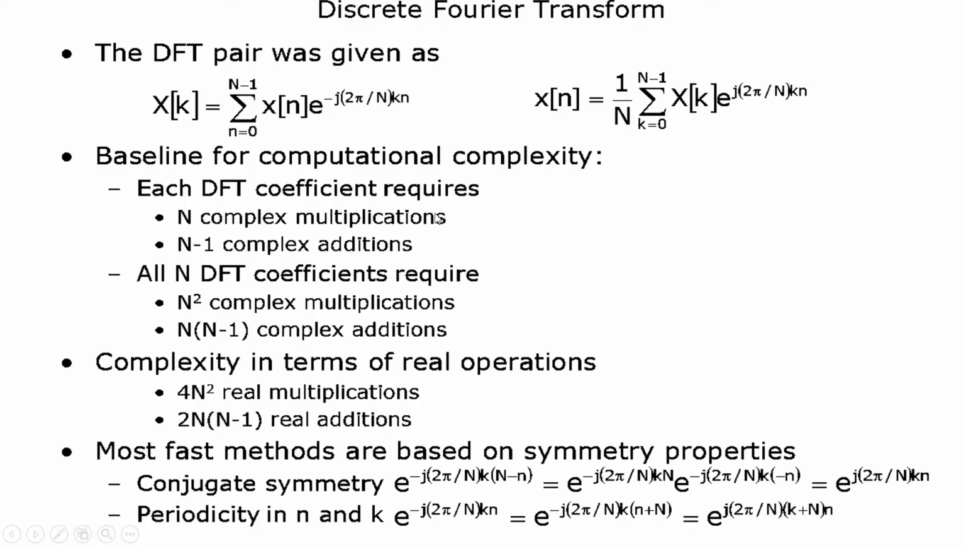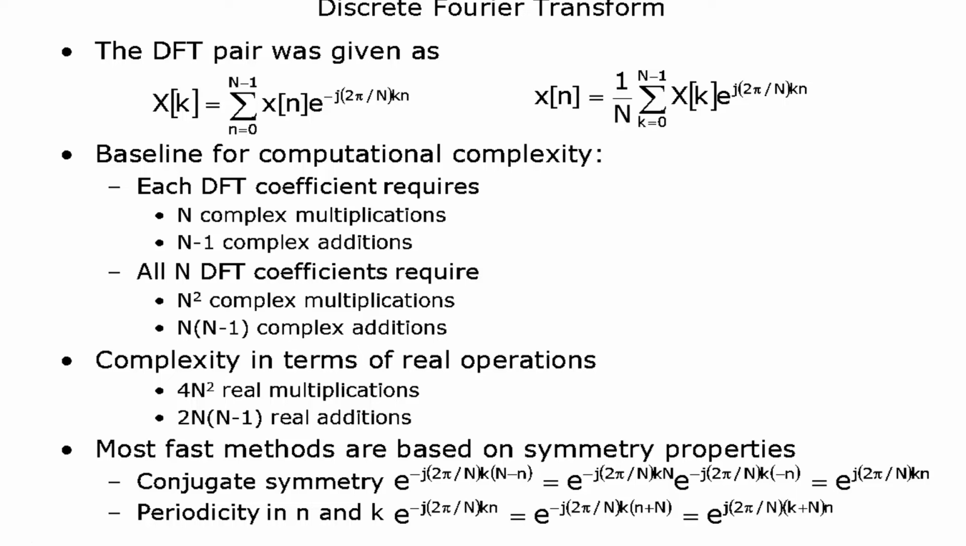Now, for all N DFT coefficients, N squared complex multiplications and N into N minus 1 complex additions are required. And in terms of real operations, 4N squared real multiplications and 2N into N minus 1 real additions will be used for the calculation of all the DFT points, right? And the twiddle factor is e to the power minus j 2 pi by capital N. So the twiddle factor observes conjugate symmetry, and it also has periodicity in both n and k. So the Goertzel algorithm also makes use of the periodicity property.